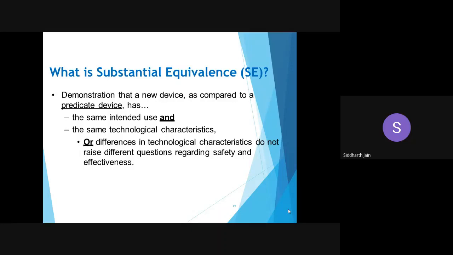However, if there is any difference, that difference must not have an impact with respect to safety, efficacy, and performance of your devices. Only in that case can you say that your product is substantially equivalent to a predicate device, or you can have a predicate device comparison, only if it has the same intended use or the same technological characteristics. So identification of predicate devices is again very important for your set of devices.